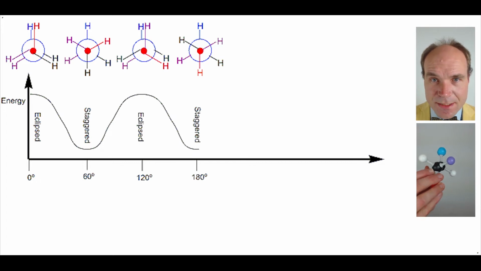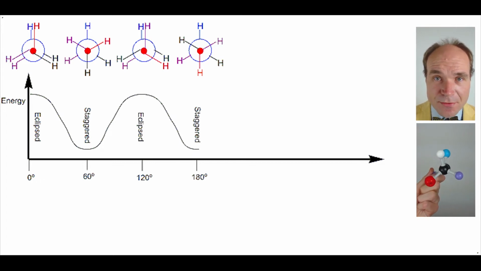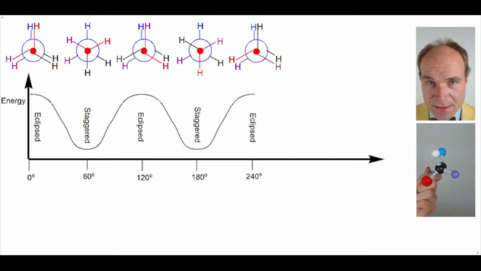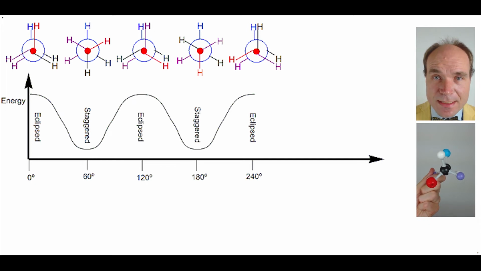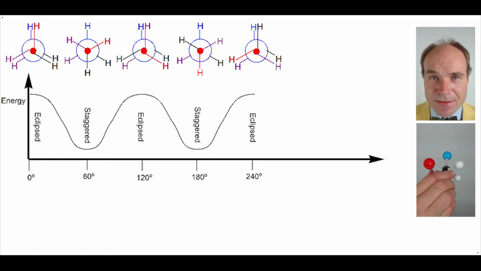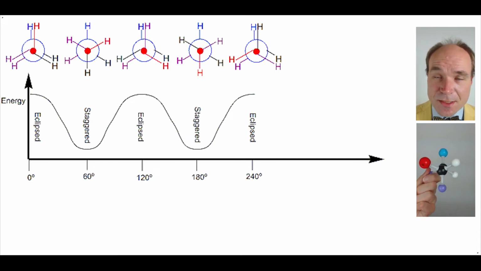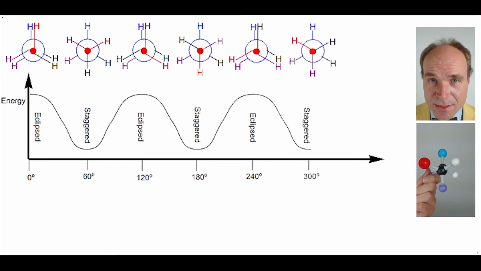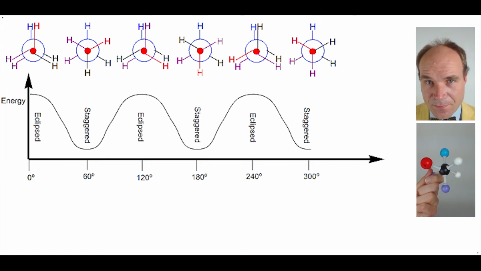Another 60-degree rotation goes from a total rotation of 180 degrees to a total rotation of 240 degrees. We change from the staggered conformation back to the higher energy eclipsed conformation. Yet, you're getting tired of this, right? Another 60-degree rotation. This takes us from total rotation of 240 to total rotation of 300 degrees. We're now changing from the higher energy eclipsed form back down to the lower energy staggered form.